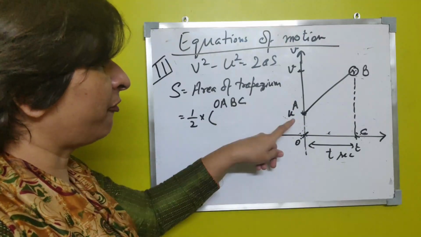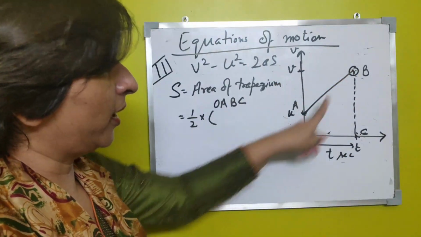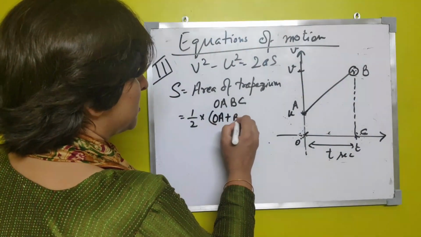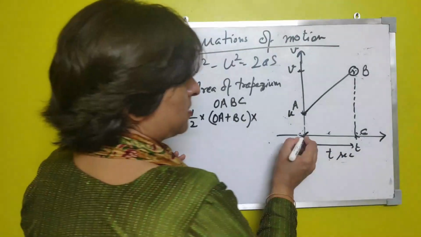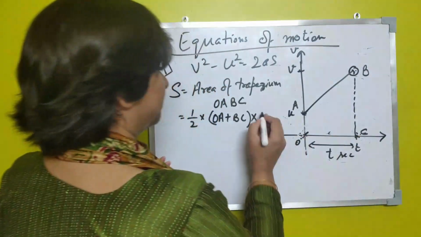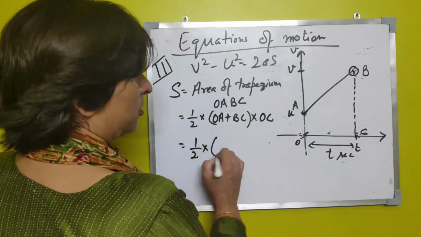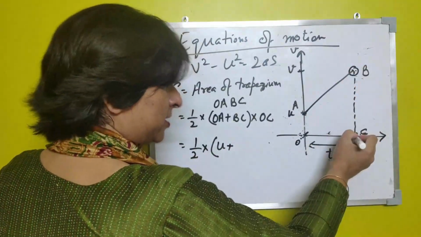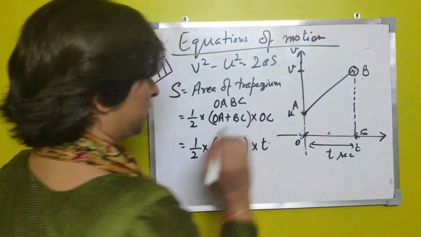So this is half of sum of parallel sides, the formula for the area of trapezium. The parallel sides in this trapezium are OA and BC. So OA plus BC into the height, perpendicular height, which is this one, OC. So we can say this is half of OA is u plus BC, the total length, is v, into OC is t.